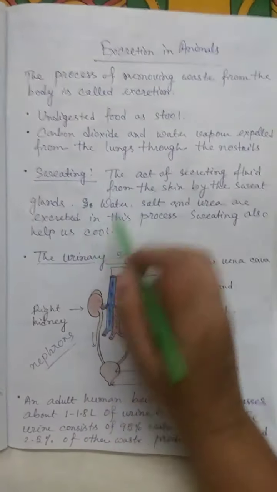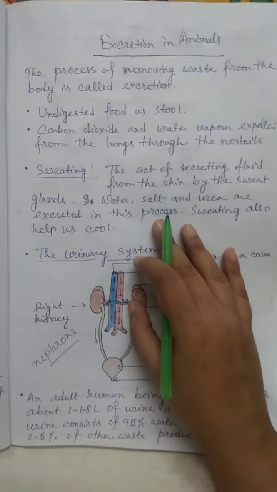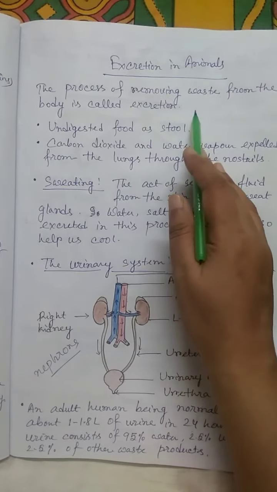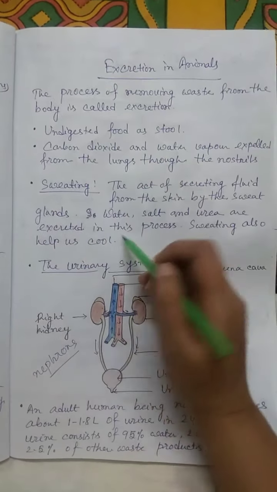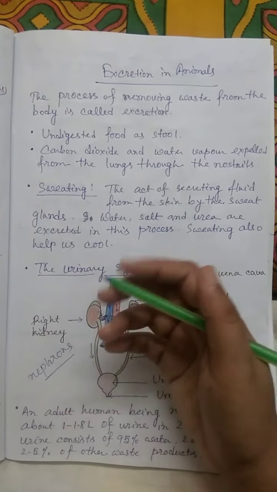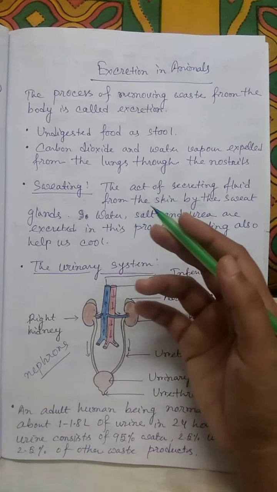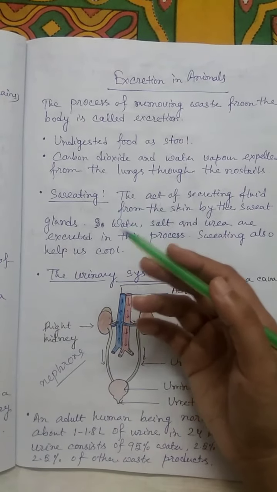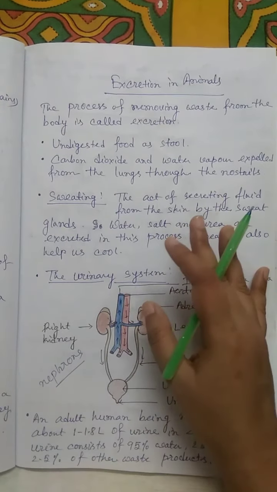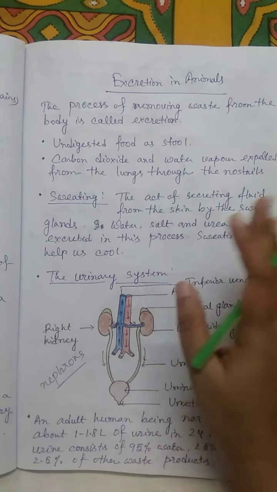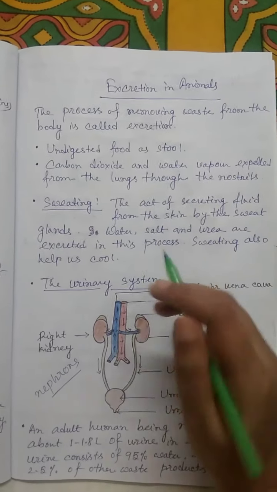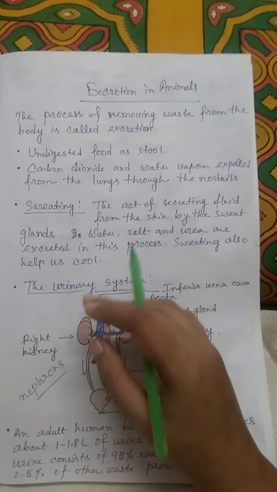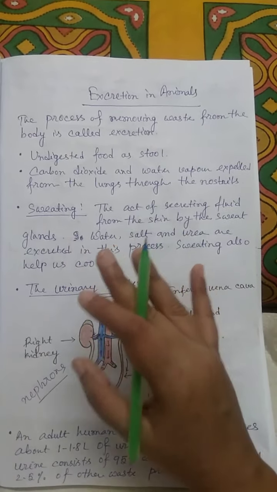Now we are going to learn about the next part, that is the excretion in animals. But first we have to know the definition of excretion. The process of removing waste from the body is called excretion. Waste material can be excreted from our body through different ways. Number one, as we know, undigested food can be passed out from our body from the anus as stool. Number two, carbon dioxide and water vapors are also waste materials that are produced in our body, that can also be passed out through our nostrils.